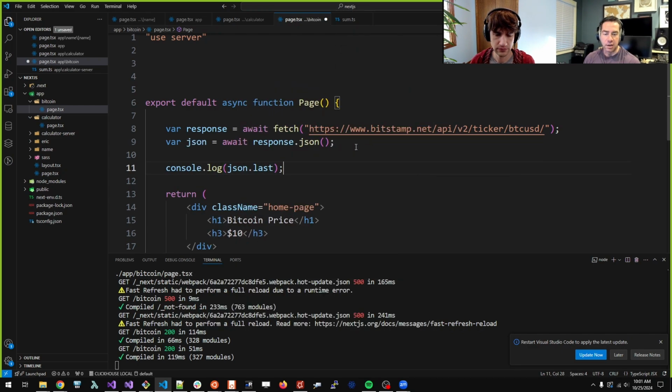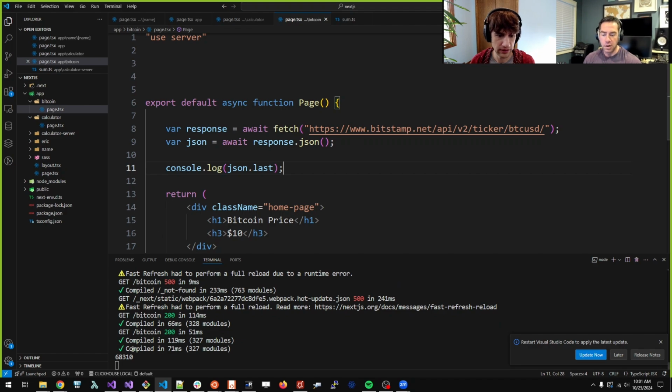JSON.last, right? Because that's like our last price. Right. Oh, look, and there he is. He shows up down here. Okay, sweet. So that worked really slick. So we could shove him right in there now.